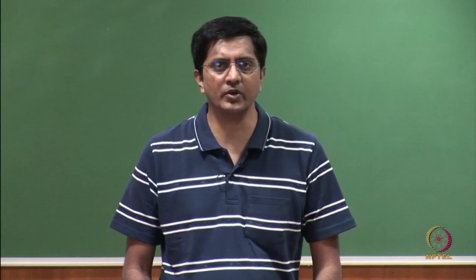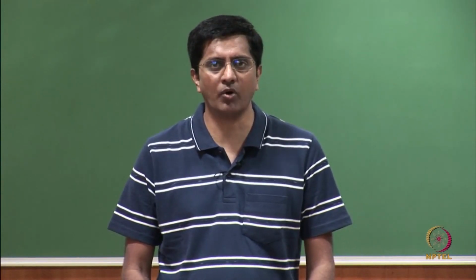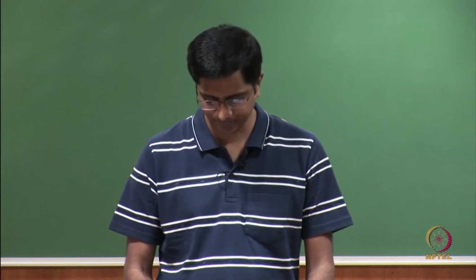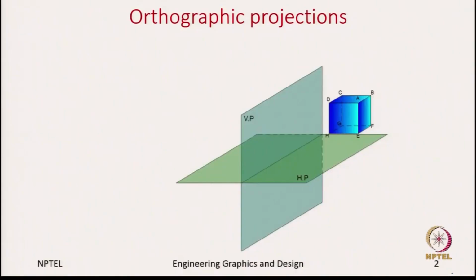So, in this lecture we will be looking at engineering drawings with very simple things like point, line and a plane. On this slide what you see is a cube which is placed in the first quadrant. The first quadrant is defined by two planes, as we all know by now. These are the vertical plane and the horizontal plane. So, the cube now is in the first quadrant, which is in front of the vertical plane and above the horizontal plane.